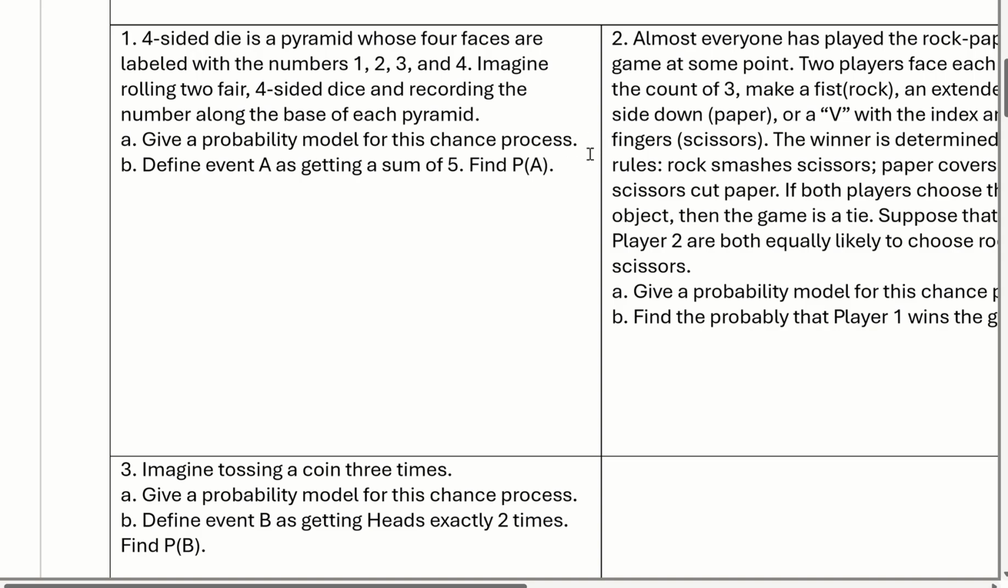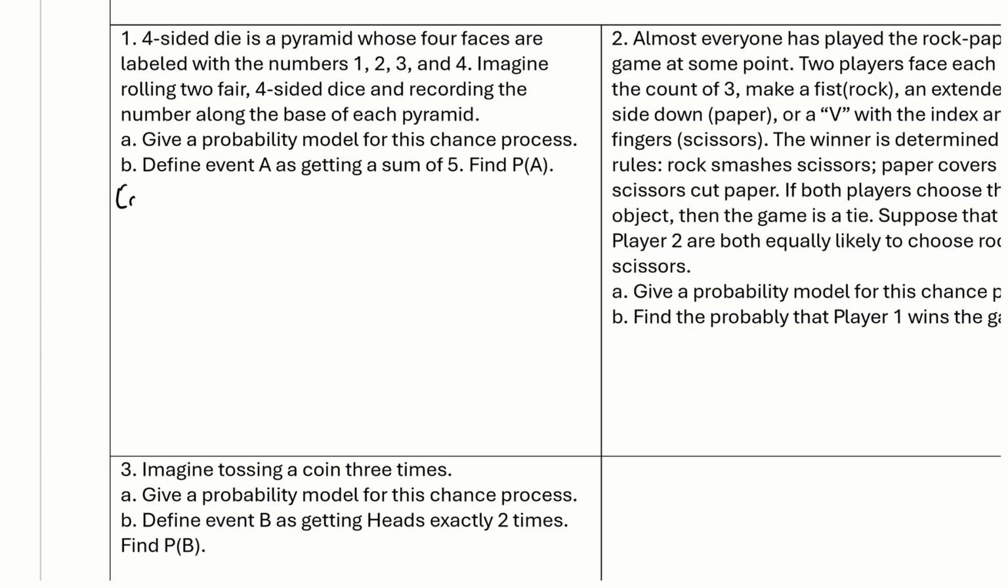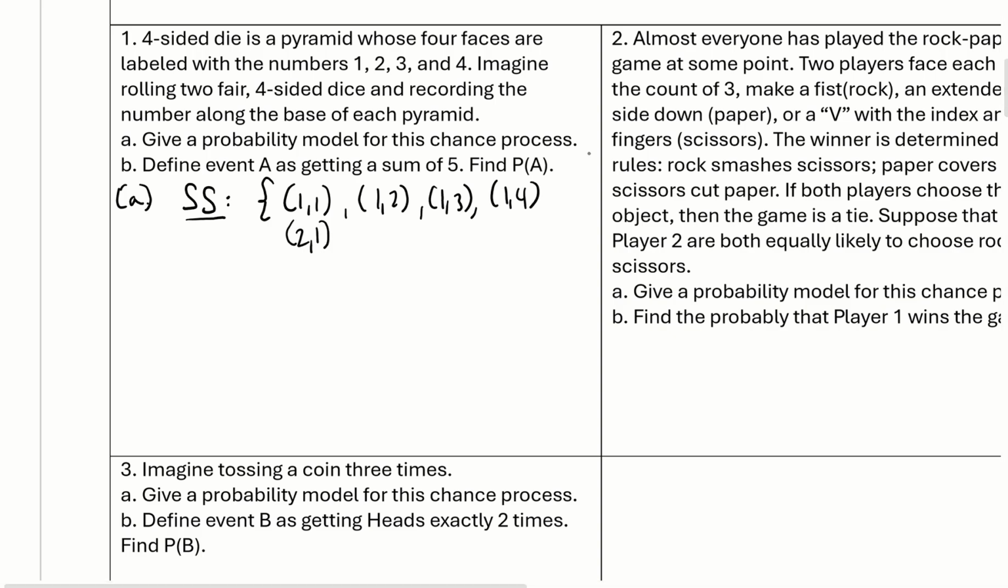Okay, so you're rolling two dice that are four-sided, so 1 through 4. So what are the possible options for my sample space? Again, for part A, you need the probability model, which means the sample space plus the probability. All right, so sample space. Well, we can have the numbers 1, 1. Then we can have a 1 and a 2 when we roll the two dice. We can have a 1 and a 3. We can have a 1 and a 4. We can have a 2 and a 1. Two twos, 2 and a 3, 2 and a 4.